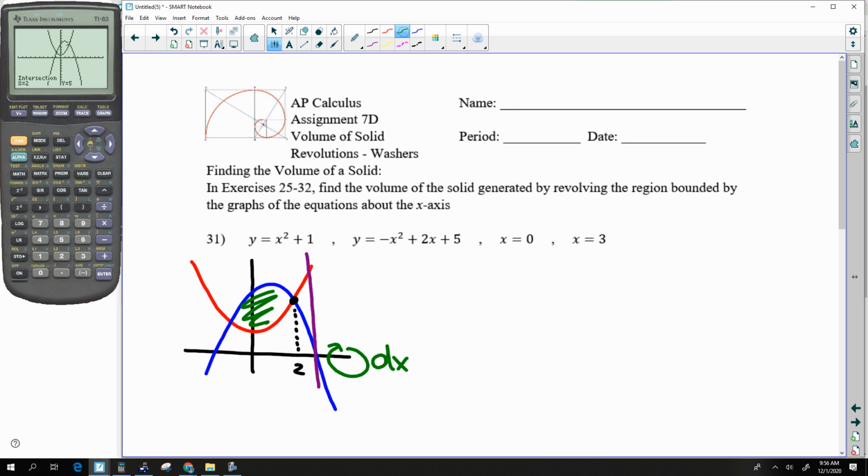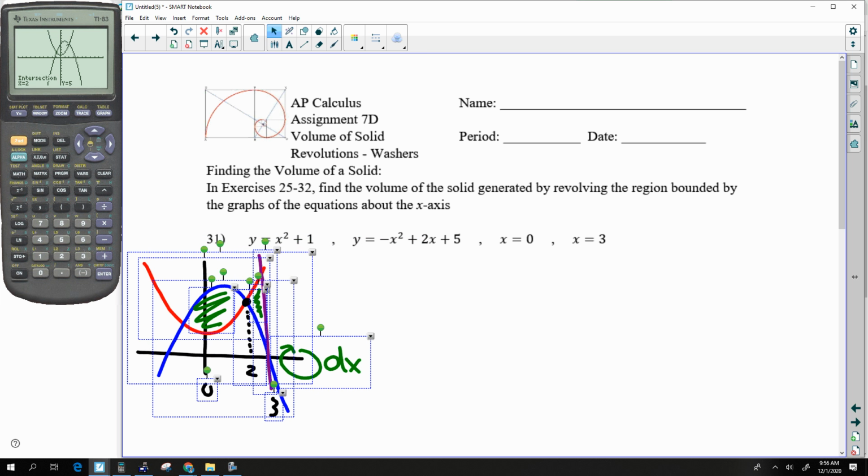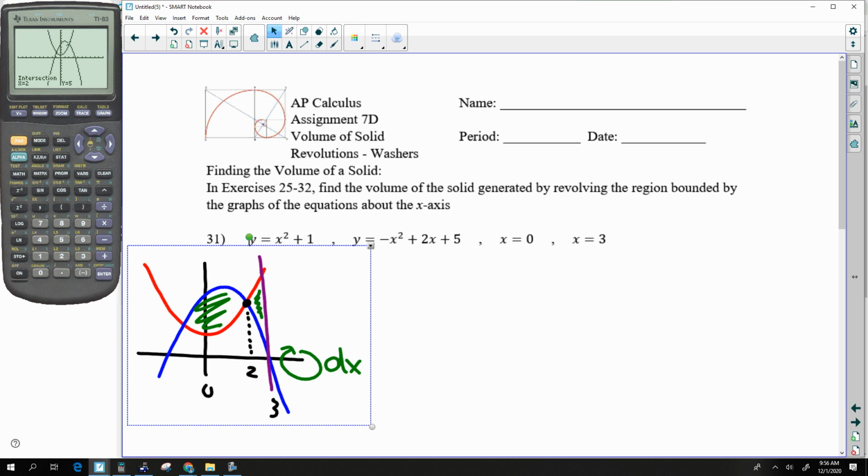Okay, so we have 2 different areas described here. We have this area from 0 to 2, where it's blue over red, and then we have this area from 2 to 3, where it's red over blue. All right, so we have to be very careful about how we rotate this. So what we're going to have to do is set this up as two separate integrals.